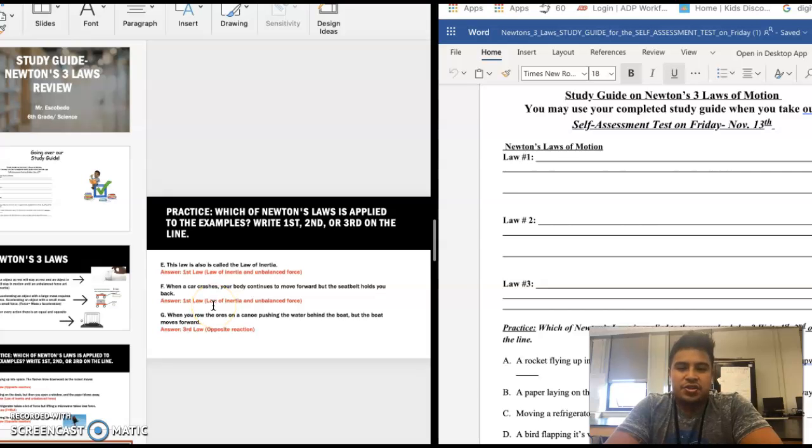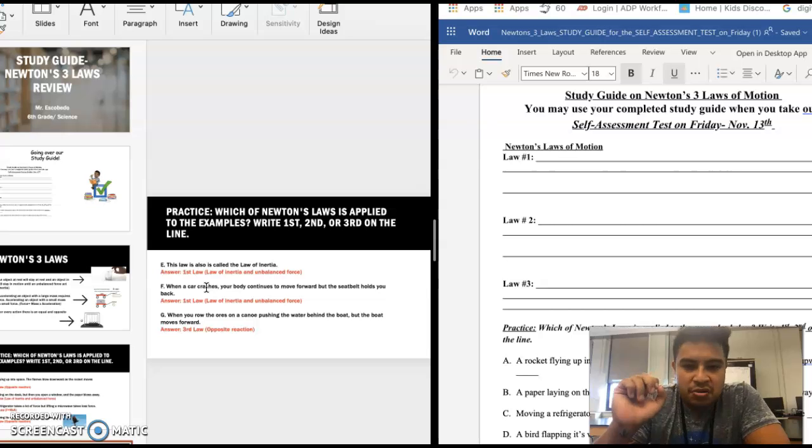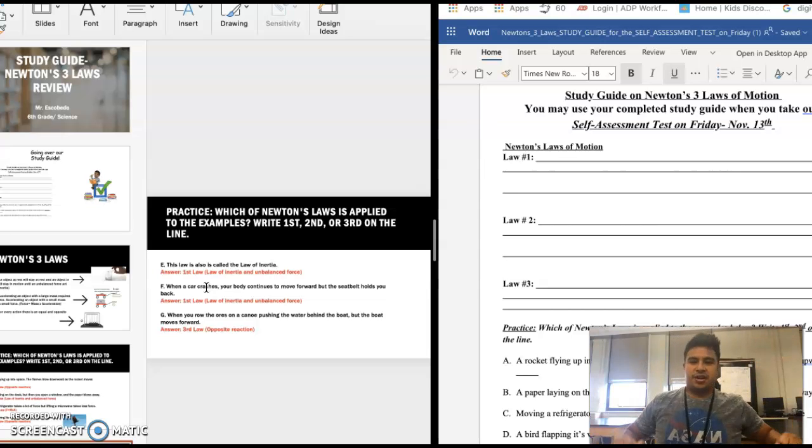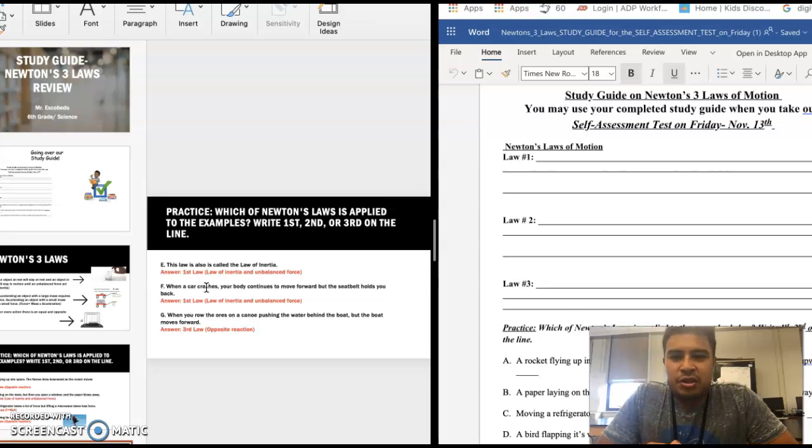When a car crashes, your body continues to move forward, but the seatbelt holds you back. This is our very first topic we talked about when we spoke about Newton's first law, which is the law of inertia and unbalanced force, and something in motion will stay in motion. So Newton's first law. And lastly, when you row the oars on a canoe, pushing the water behind the boat, so oars are pretty much those paddles, right, but the boat moves forward. This is Newton's third law because you are pushing the water in the opposite direction, pushing yourself forward.